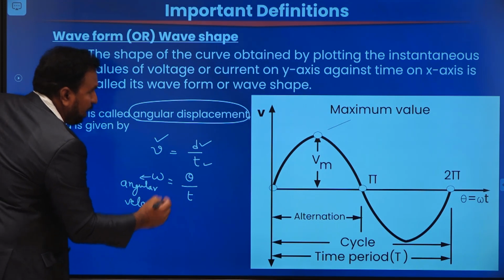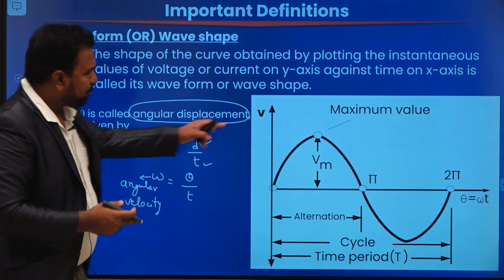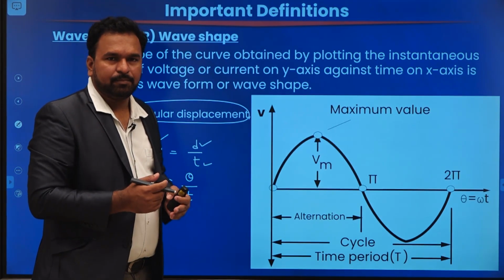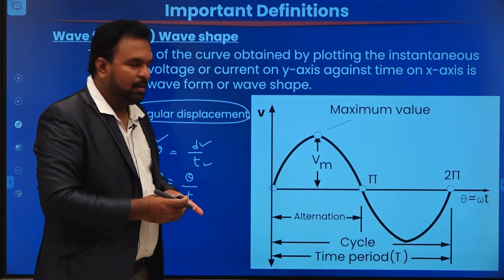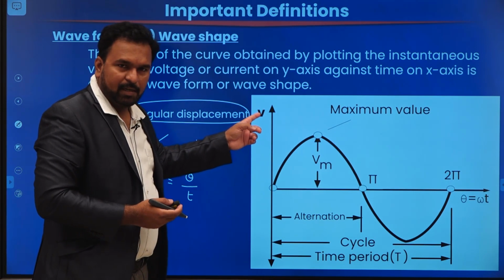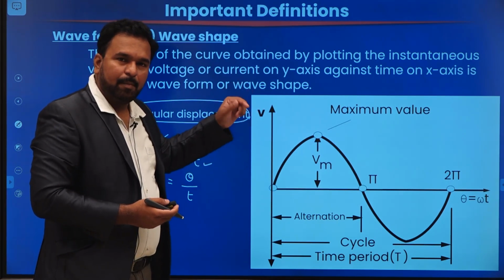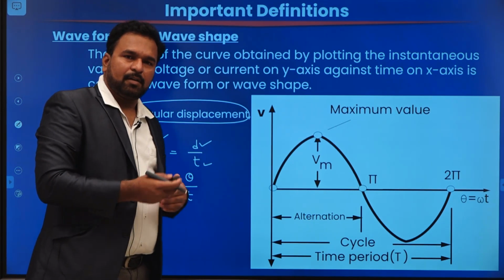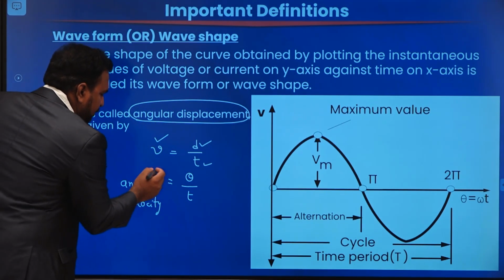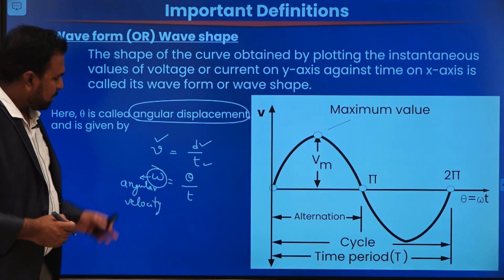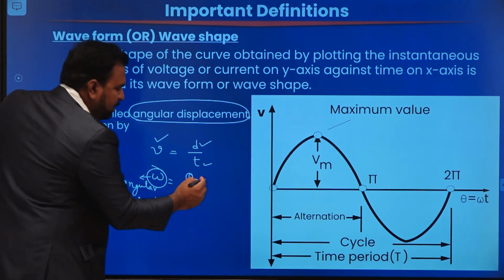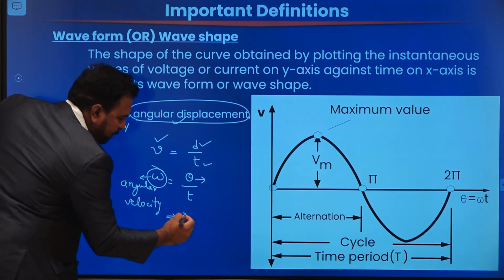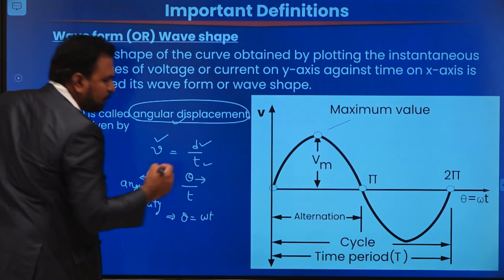Since the alternating voltage is going to be produced by means of either rotating a coil or rotating a magnetic field, that's what I told you in the first slide. This AC voltage is generated by rotating a coil in a magnetic field or by rotating a magnetic field around a circular coil. That's why the velocity is called angular velocity and the displacement is called angular displacement. Now from this, we know that theta is equal to omega t.